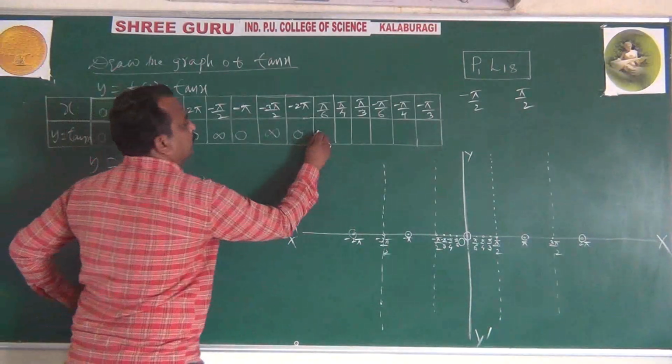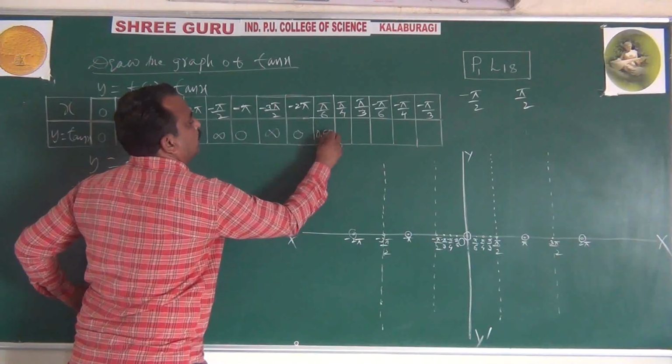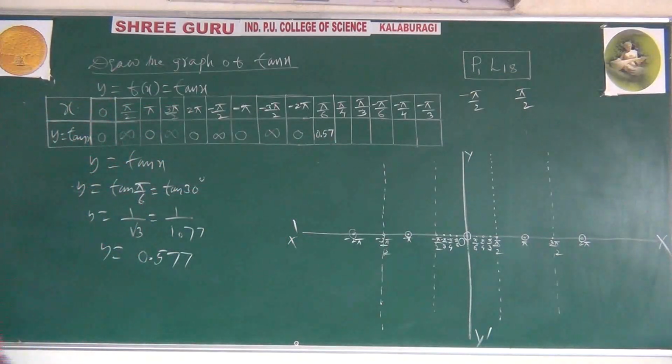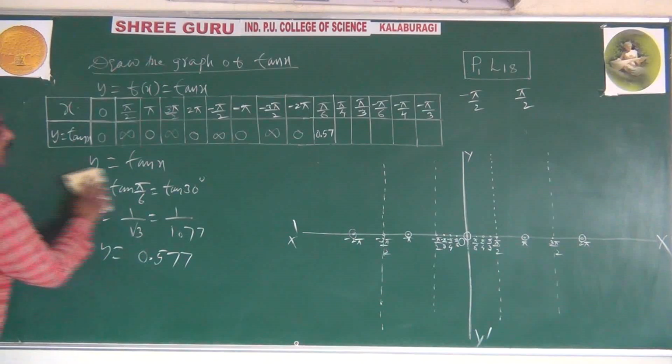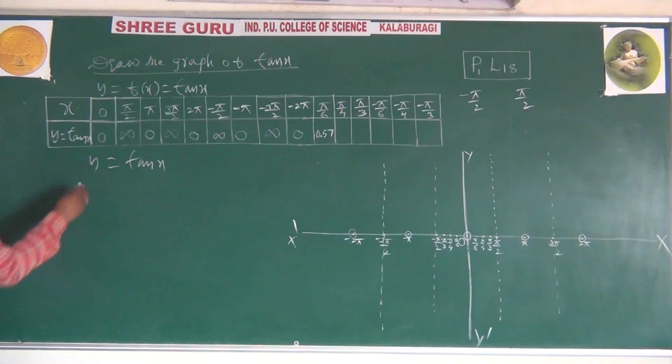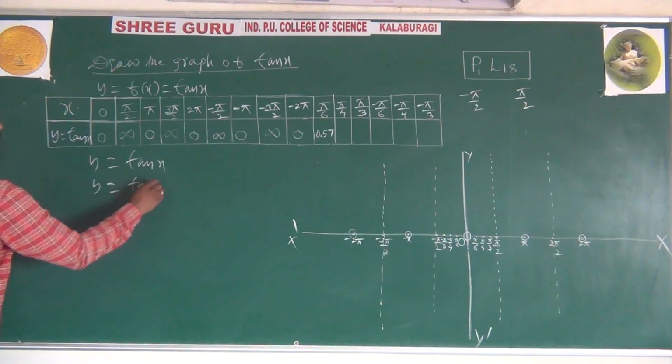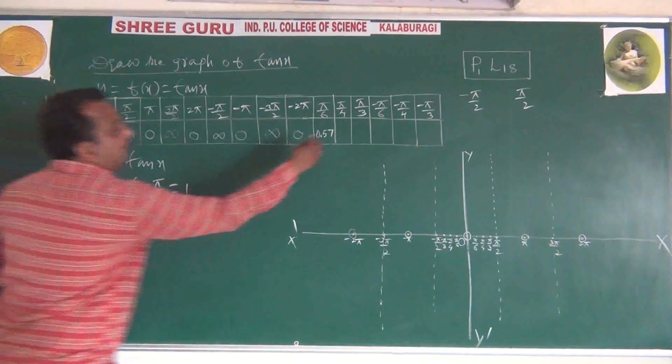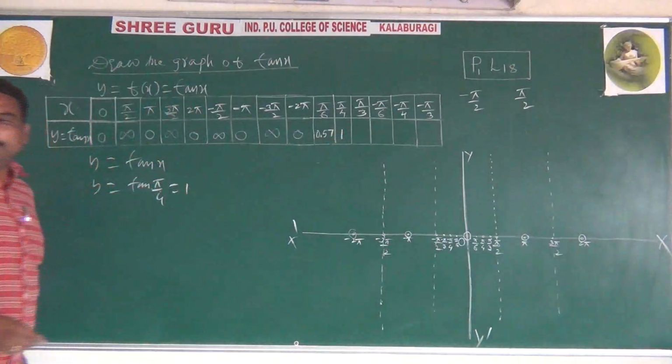Let us here take 0.57, 2 digits, and take this answer. You know very well, tan 45 degree, 1 it is, pi by 4. Tan of pi by 4, it is 1. This value is 1. You know very well, tan pi by 4, 1 it is.